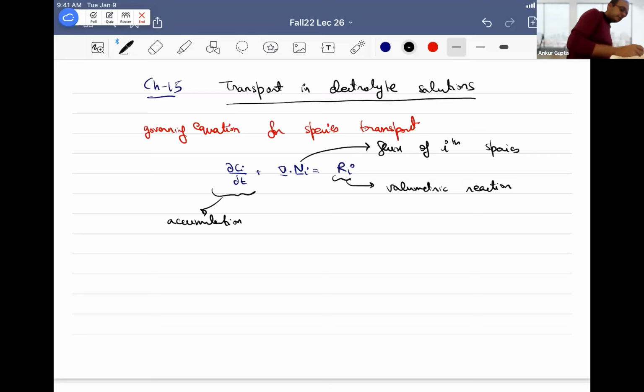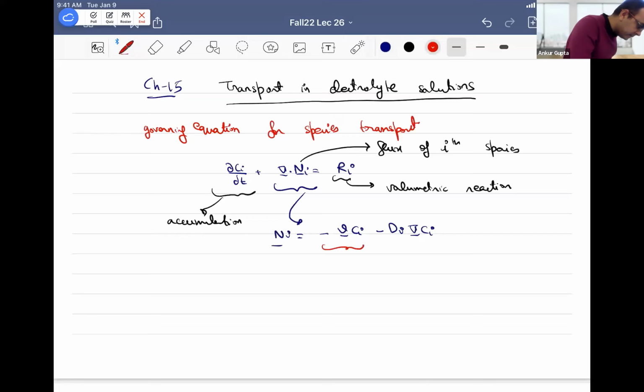So this flux, essentially Ni, had two parts to it. First part was velocity times Ci minus Di gradient of Ci. Okay, flux had two parts. This was the convective part. Actually, it's more commonly written as Ci times velocity, just to be clear. This is convection, and then this is diffusion.